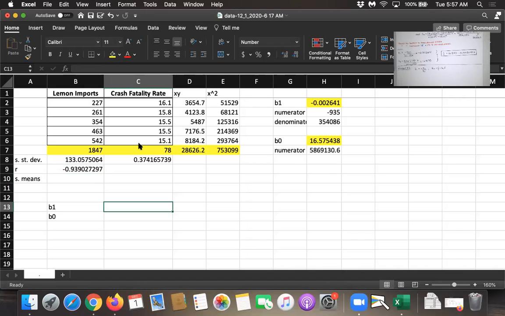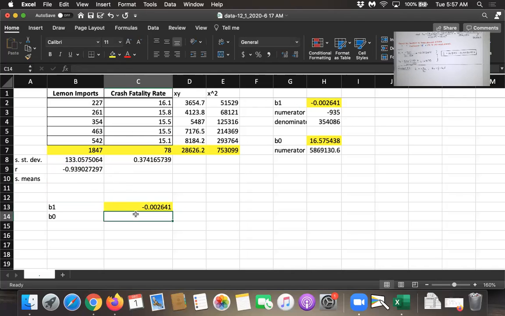Then B sub 1, that is our slope, that's the number that's multiplying X, is R times the ratio of those sample standard deviations. So it's the sample standard deviation for Y divided by the sample standard deviation for X. And see, we have here the same value that we have over here, so that's great.